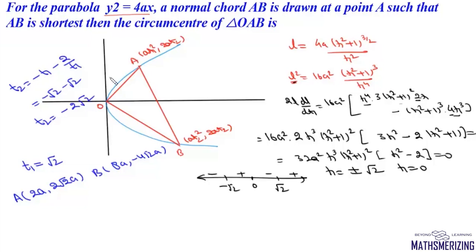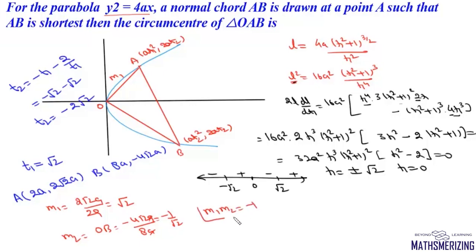Now we'll find slope of OA. So we know that slope of OA is 2 root 2 a upon 2a. So it'll simply be root 2, and we'll find slope of OB. Slope of OB is minus 4 root 2 a upon 8a. So it'll be minus 1 upon root 2. So we'll find m1 into m2 is minus 1. So if product of slopes is minus 1, it means this angle is 90 degrees. So this triangle OAB is a right angle triangle.